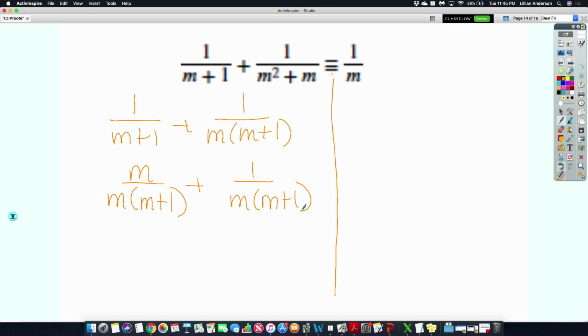Now that I have a common denominator, I can add them together. So that turns into (m plus 1) all over m times (m plus 1). And hopefully you recall from your Algebra 2 days when you were simplifying rational expressions, a lot of prior knowledge concepts in here from a prior class, that now that you have common factors, they can cancel out. And you are left with 1 over m, which is indeed the left-hand side is identical to our right-hand side.